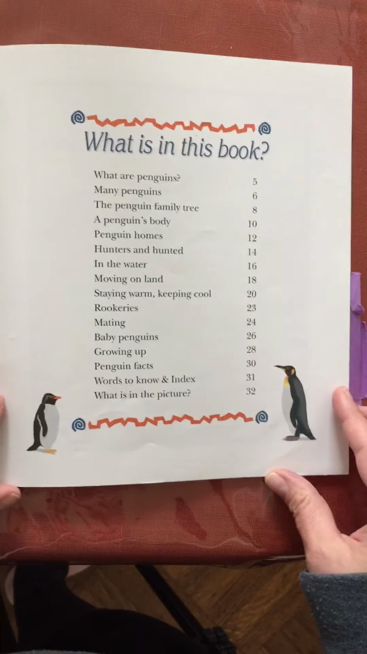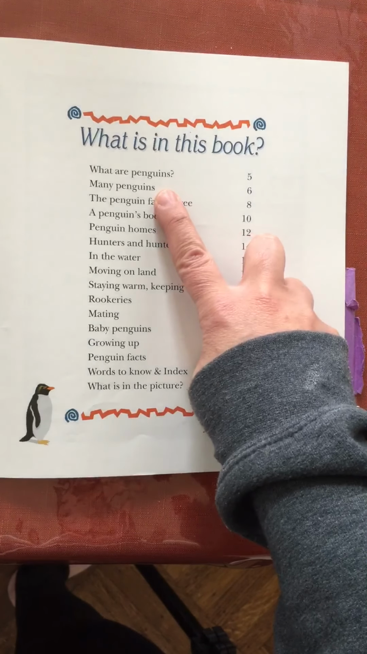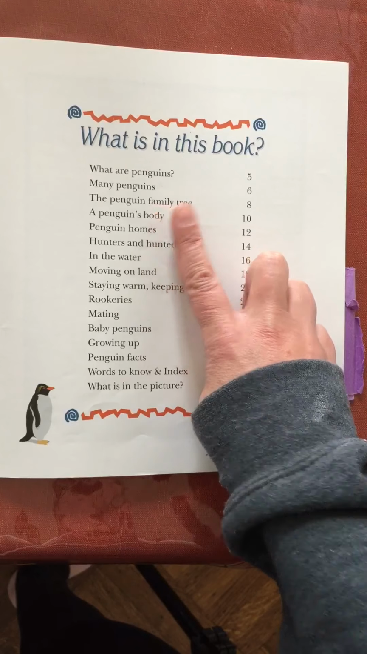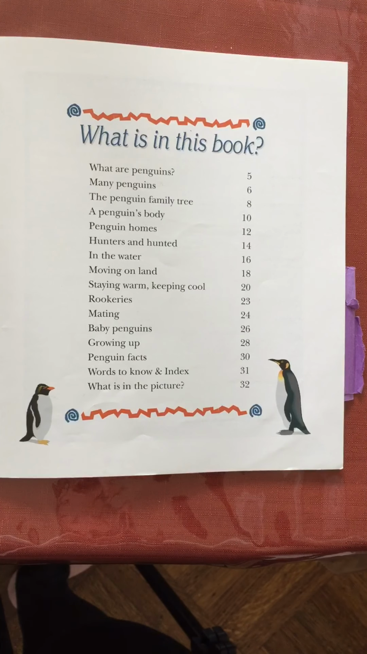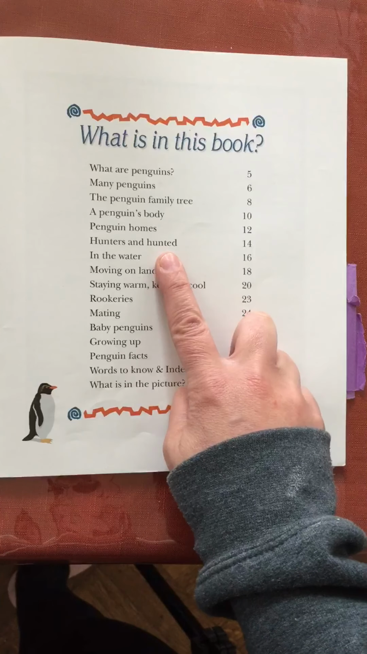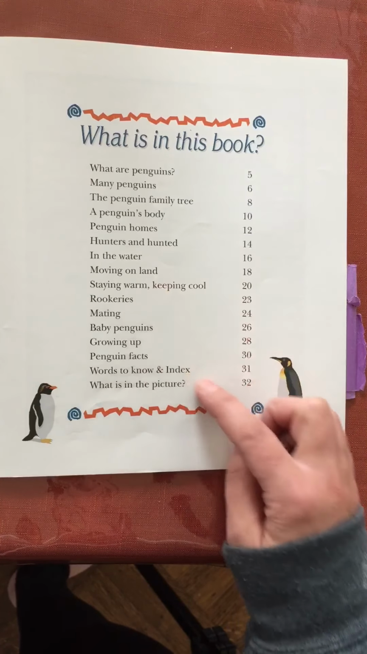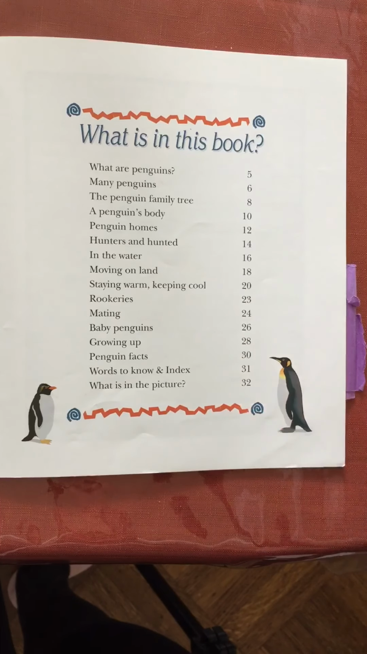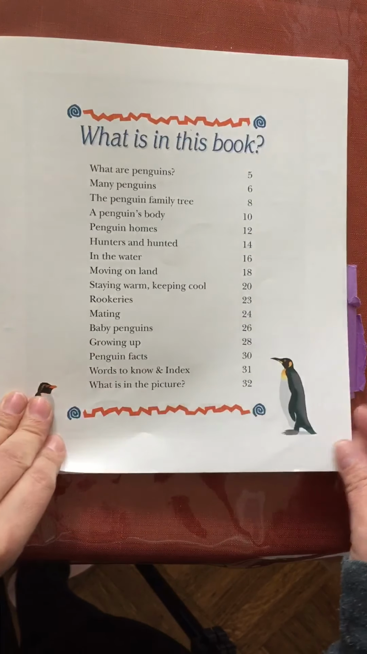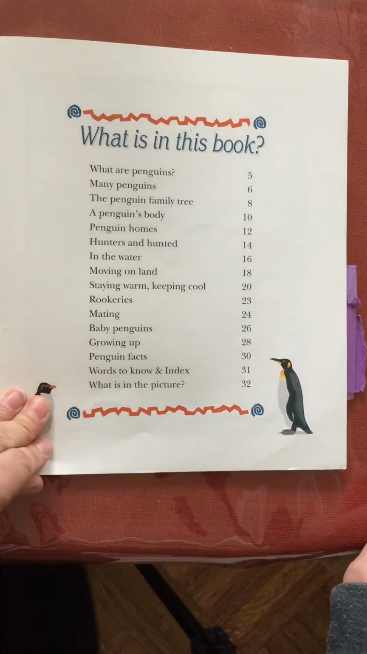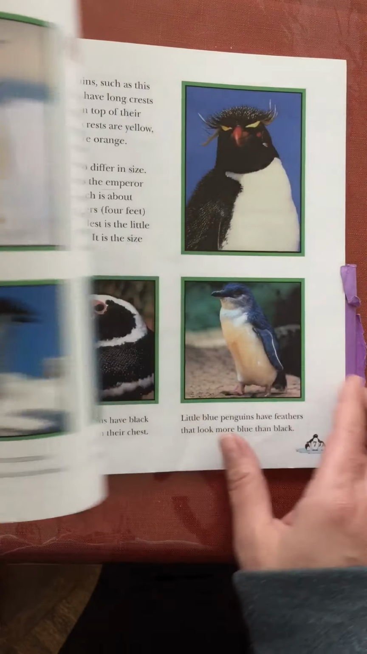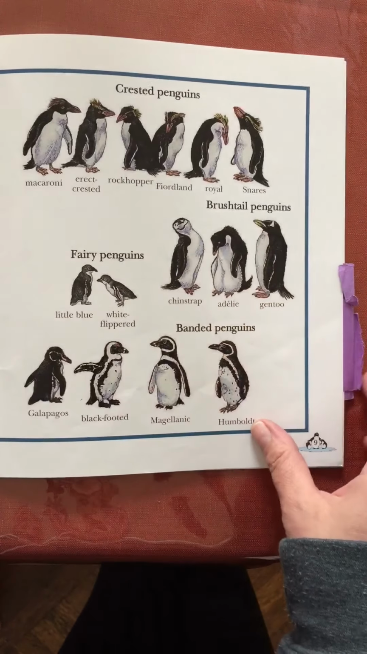And then that will give me more information about that subtopic, mating. So let's take a look at this table of contents. What are penguins? Many penguins. The family tree, a penguin's body, penguins' home, hunters and hunted, in the water, moving on land. So as I read the table of contents, I think this book is really going to teach me a lot of information about penguins, and more specifically, a lot of subtopics.